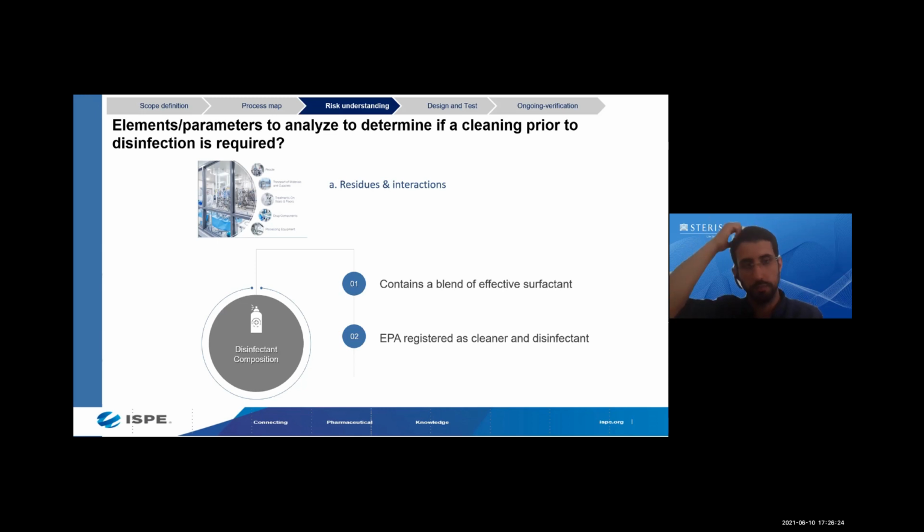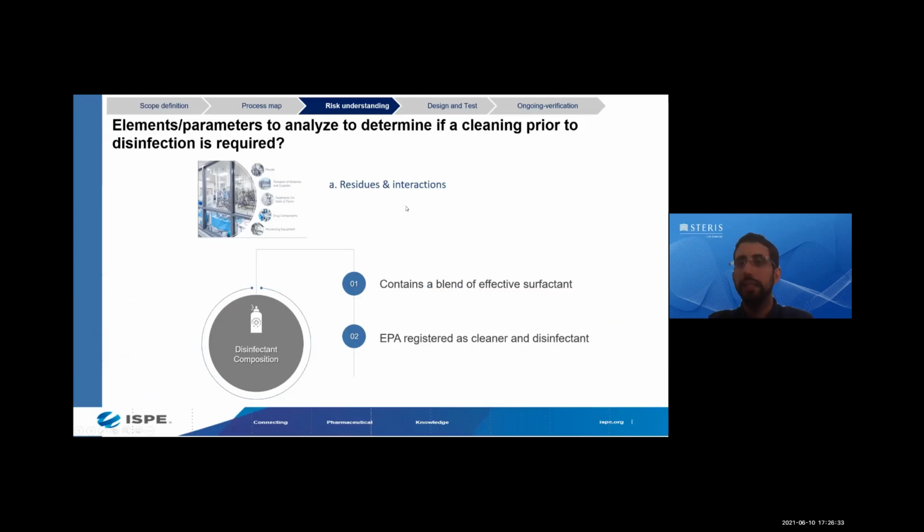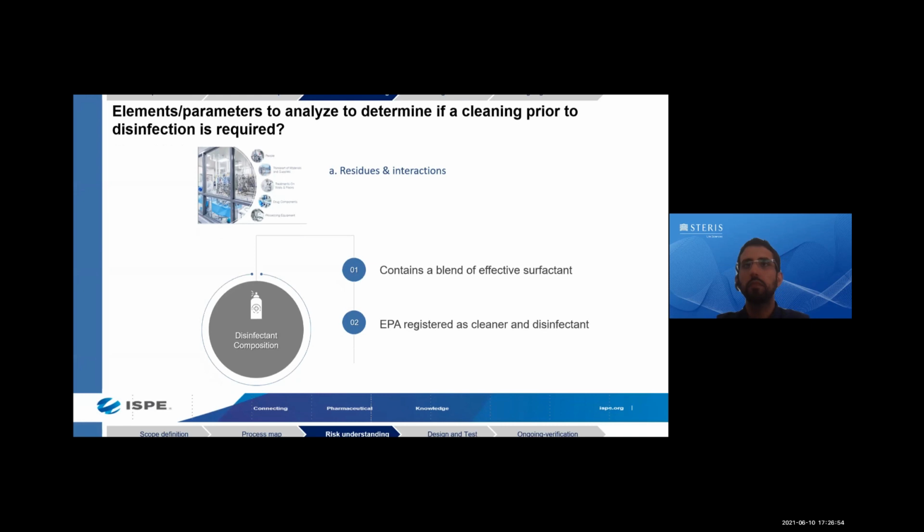So the goal is to see, do I always need to clean with a detergent, rinse, and disinfect with a disinfectant or a sporicide? To be able to do that, let's try to understand what are the parameters or the elements that may interact with your cleaning or with your disinfectant. First of all, we have seen it, the residue that can interact. The other point is also the concentration or the composition of the disinfectant. Does it contain a blend of effective surfactant, or is it EPA registered as a cleaner and a disinfectant? EPA is the US Environmental Protection Agency.